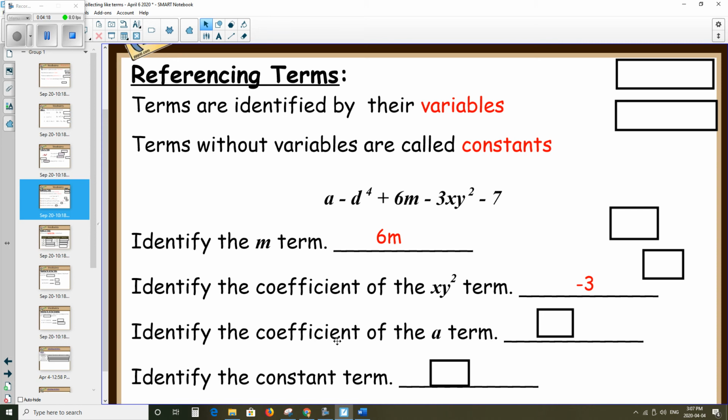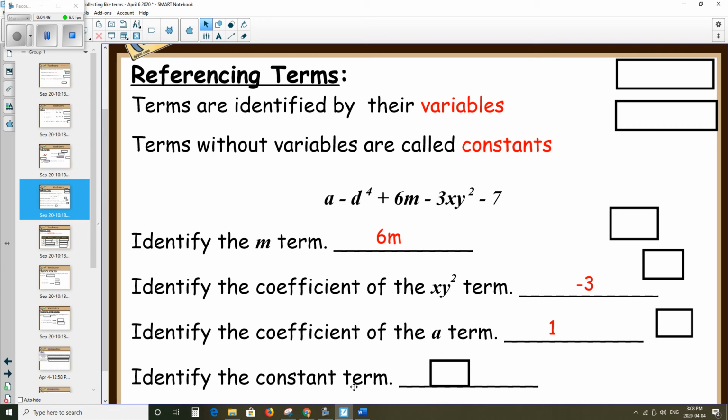Identify the coefficient of the a term. So you look through, you find the one that has the a term. That's this one right here. And we want the coefficient, so the number in front of the a is a 1. If there's no number in the front, it would be a 1. Just like if we look at the second term here, the coefficient in front of the d to the exponent of 4 would be negative 1. So if I asked you for the coefficient of the second term, it would be negative 1.